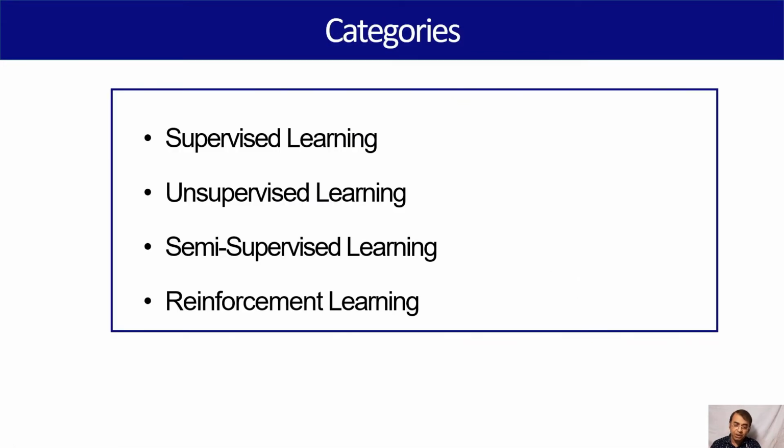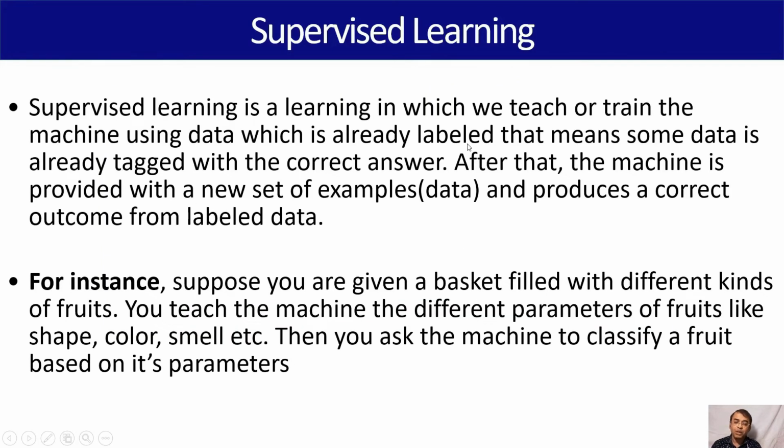There are different categories of machine learning: supervised learning, unsupervised learning, semi-supervised learning, and reinforcement learning. What is supervised learning? Supervised learning is learning in which we teach or train the machine using data which is already labeled. That means some data is already tagged with the correct answer. After that, the machine is provided with a new set of examples and produces a correct outcome from labeled data.